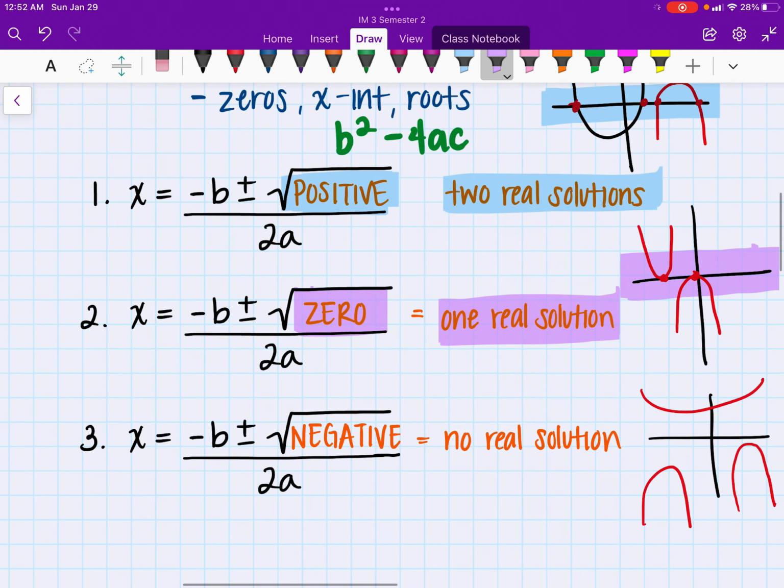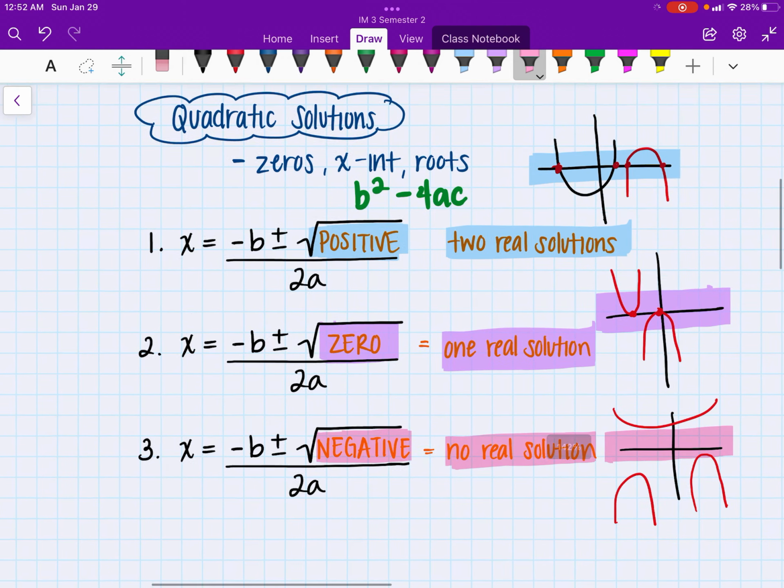Now, lastly, if you get a negative number inside the square root, that would actually be no solution, because you're going to have no x-intercepts. You're just going to have parabolas that are either facing upward or downward, but they're not going to be crossing the x-axis at all. They're not going to be touching this line at all.